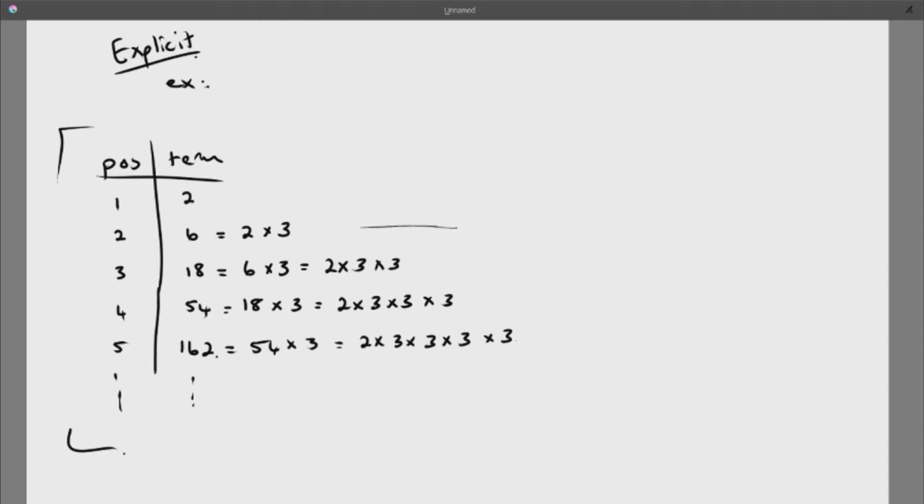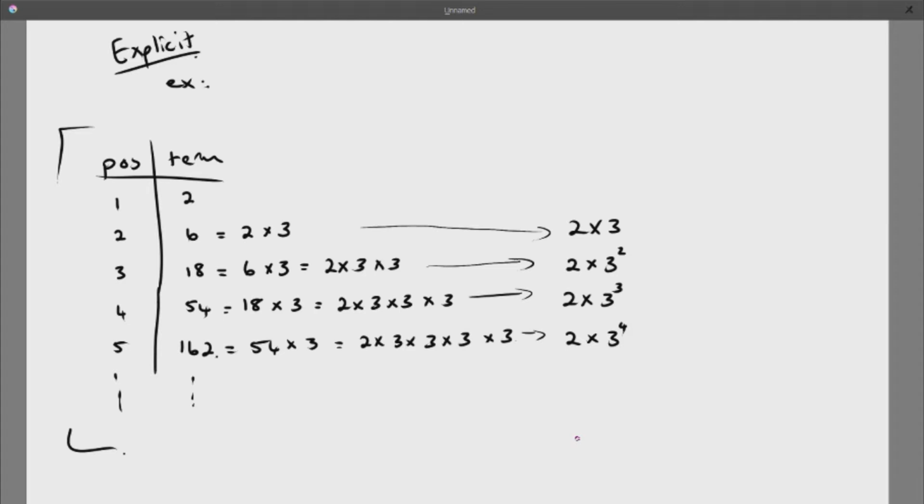So let me put all these below each other. So I have 2 times 3, sure. The third one, I have 2 3s, so that's 3 squared. Then I have 3 3s multiplied together, that's 3 cubed. Then I have 4 of them together, will make 3 to the power of 4, and so on.